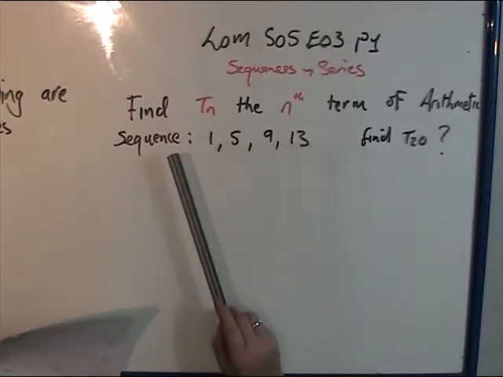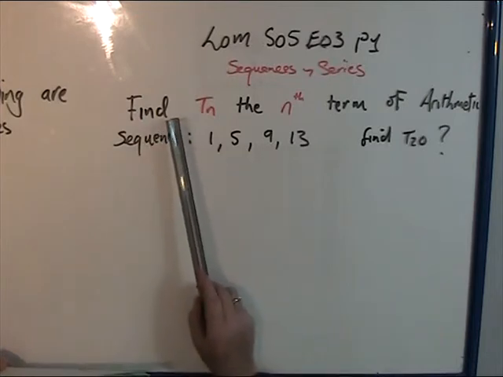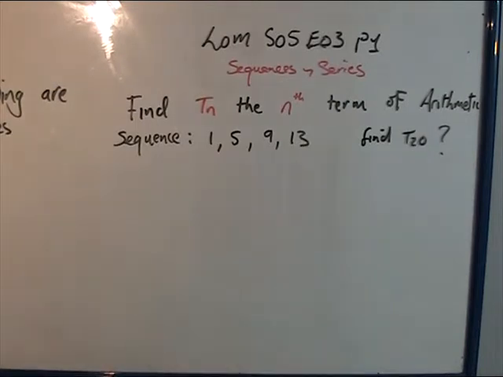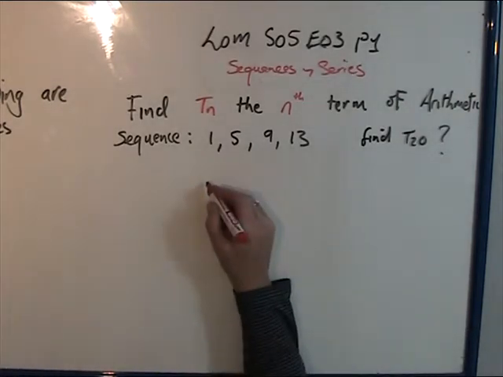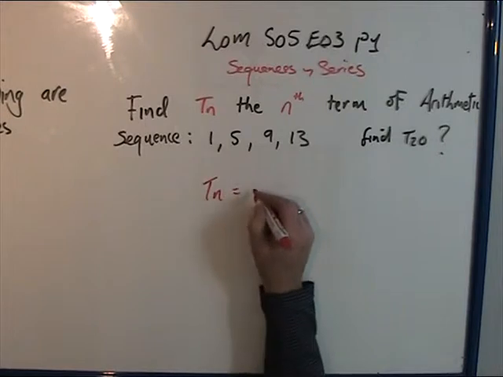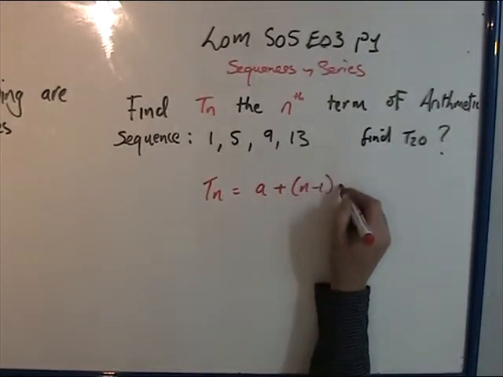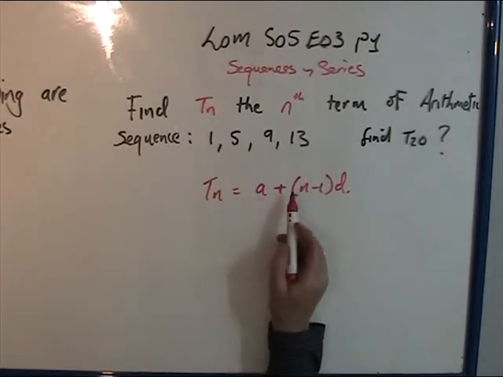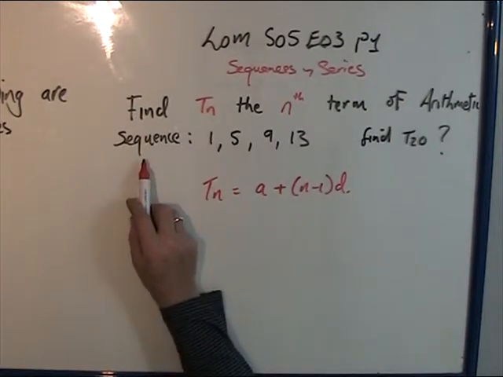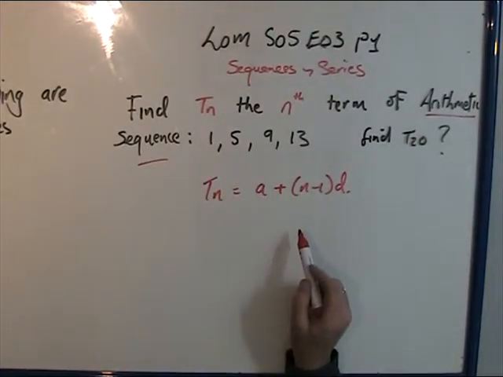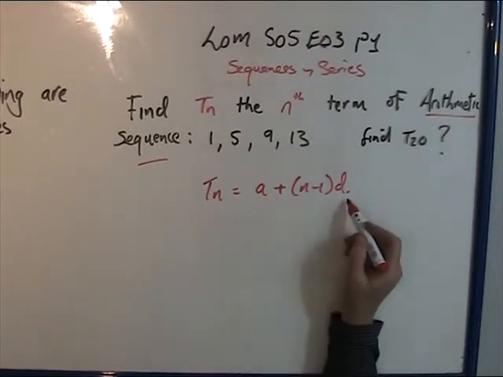I'm asked this: find Tn, the nth term of the arithmetic sequence 1, 5, 9, 13. Once you see arithmetic sequence, you know the formula, and the formula is Tn is equal to A plus (n minus 1) times d. Once you hear arithmetic sequence, this is the formula you use. Now you have to find A and you have to find d.